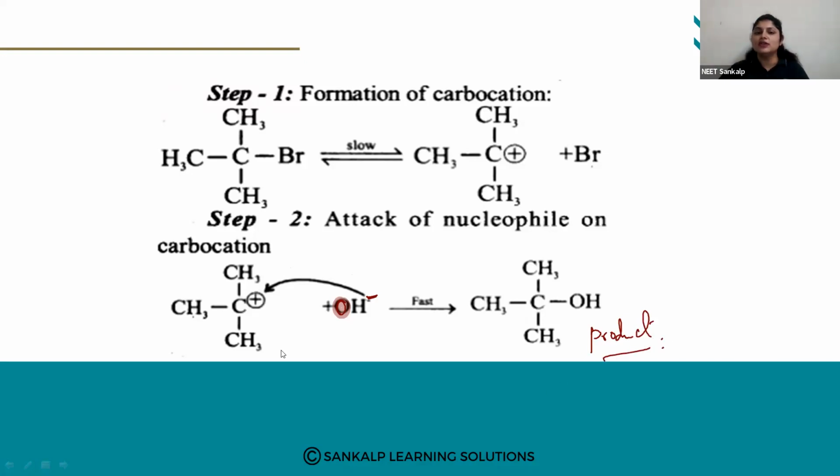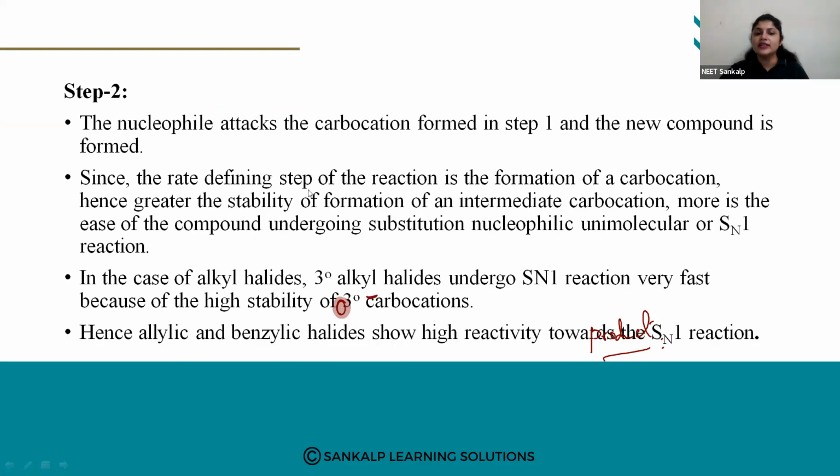Here, what is the second line? Just see. The rate determining step of the reaction is the formation of carbocation. So the rate of the reaction depends only on the formation of carbocation. The greater the stability of the intermediate carbocation, the more is the ease of forming the compound. So in SN1 reaction, tertiary alkyl halides are more stable as compared to secondary and then primary.